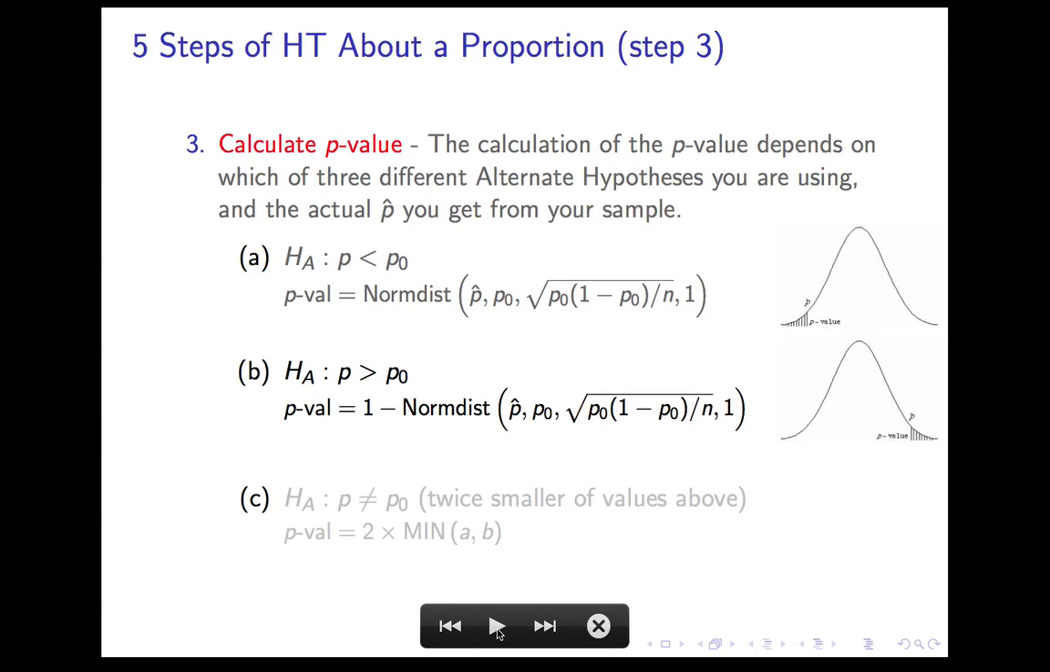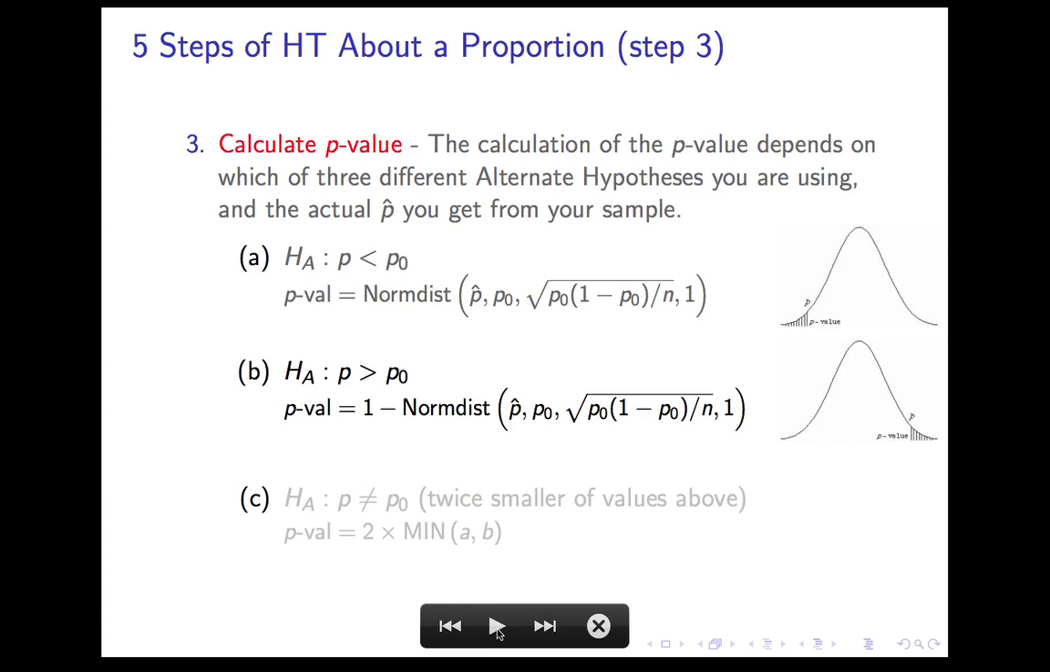If the alternate hypothesis is p is greater than p naught, we take 1 minus the same thing we calculated in A. That's the probability of getting greater than p hat. We've drawn it here as the right tail, and of course that's because anything bigger than your p hat would be at least as good evidence for p being bigger than some value.